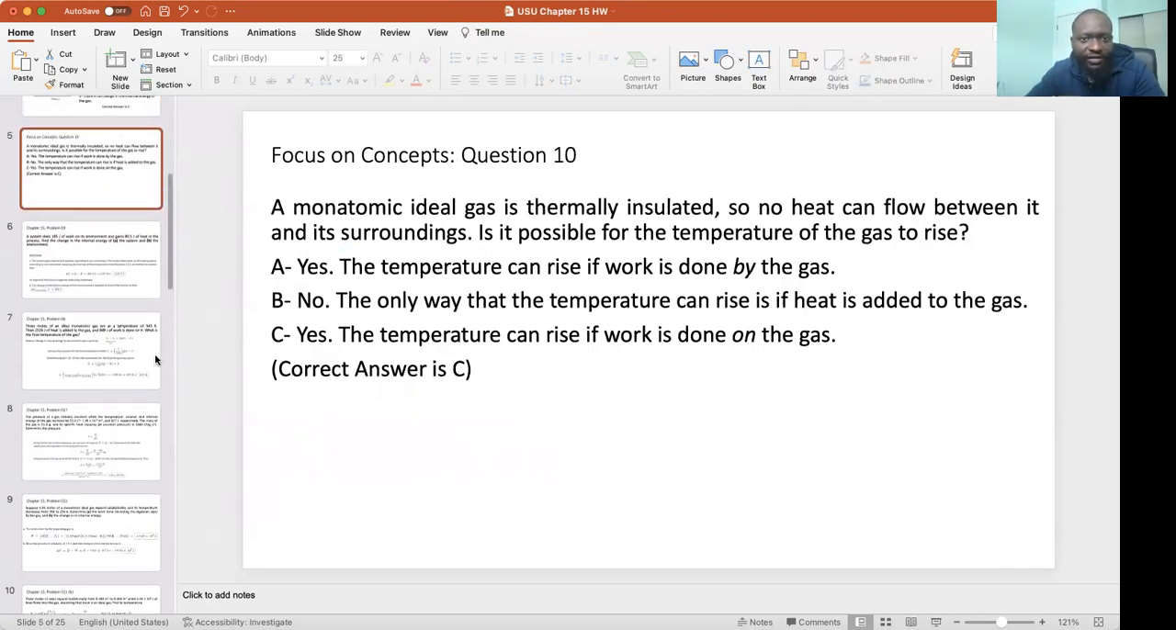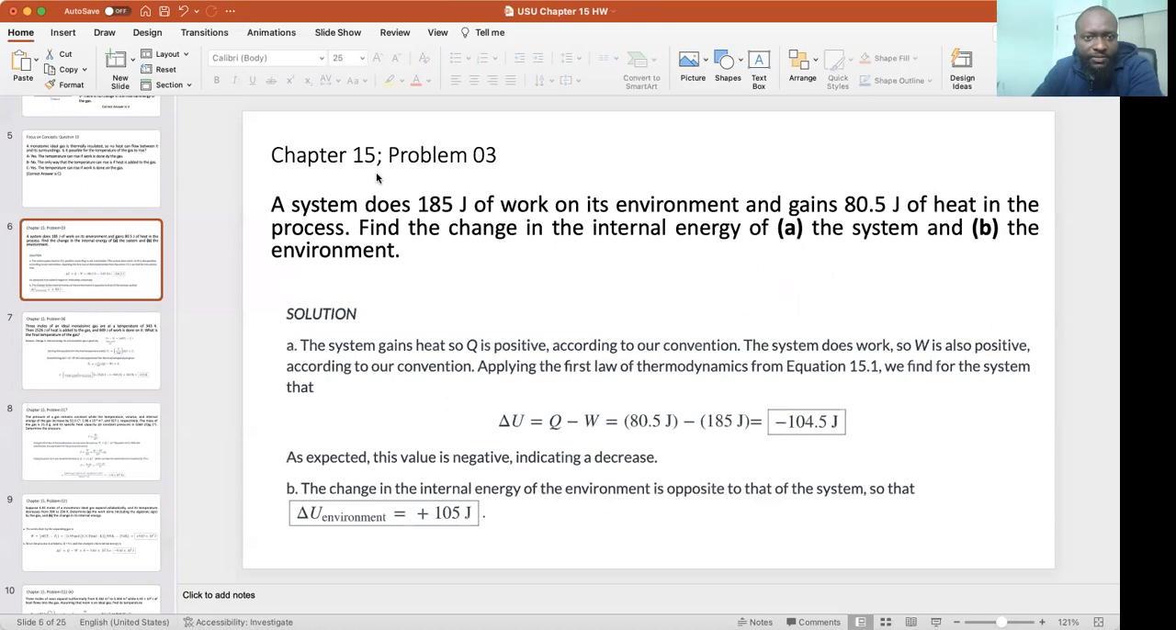Focus on concept question 10, slide 5, I meant to say. A monoatomic ideal gas is thermally insulated, so no heat can flow between it and its surroundings. Is it possible for the temperature of the gas to rise? Yes. The correct answer is yes, the temperature can rise if work is done on the gas. So if you compress the gas without having to add heat, you can still do work on the gas.